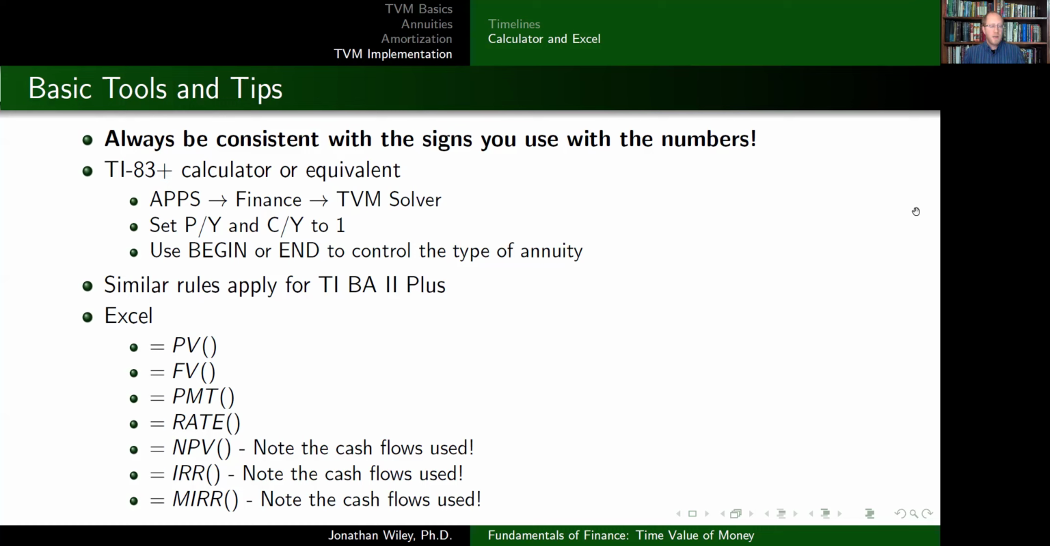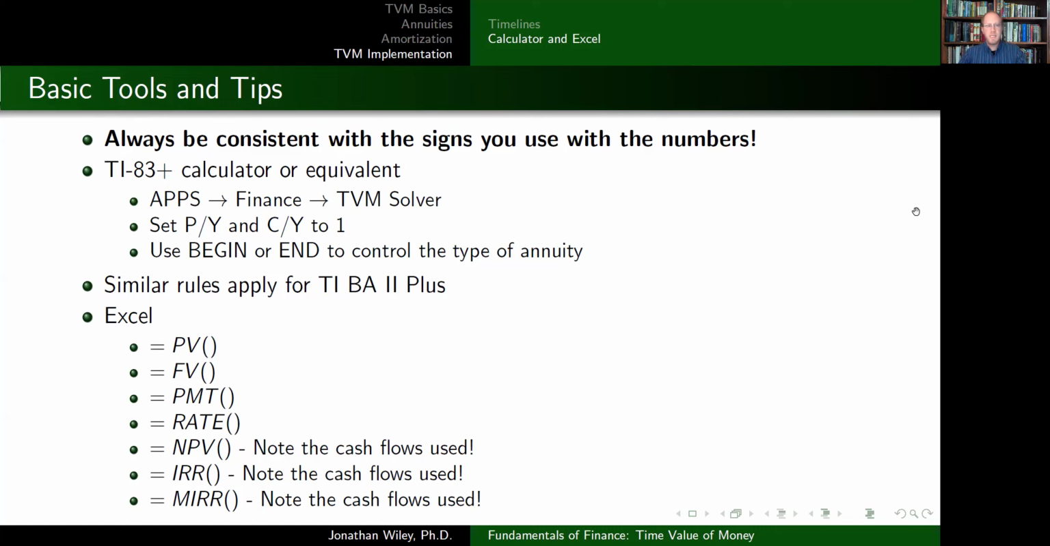If you're doing it in Excel, there are a whole series of interesting functions in Excel that are to be used for time value money calculations. So I have a few listed here. So equals PV, equals FV, equals payment, equals rate, equals NPV, equals IRR, equals MIRR. So let's just kind of briefly skim through those.